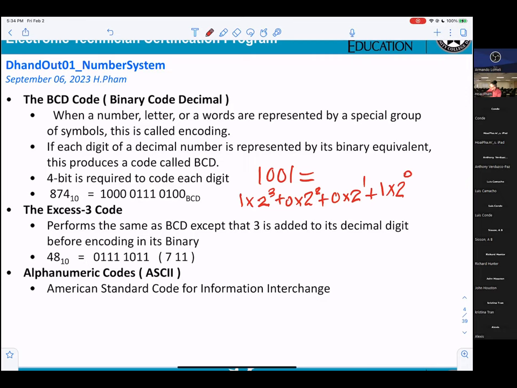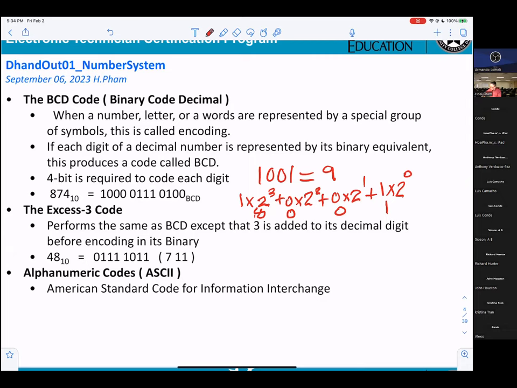Okay, 1 times 2 power of 3 will be 8. 0 anyway will be 0. 0 will be 0. 1 times 2 power of 0. Power of 0 is 1. 1 times 1 will be a 1. So that will be equal to 8 plus 1 will be 9. Okay? That is the basic way. When you get a binary, you're going to convert into the decimal. Okay?